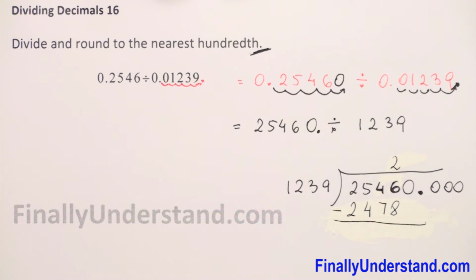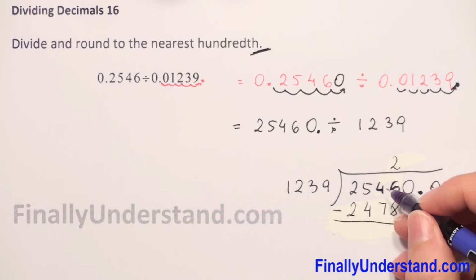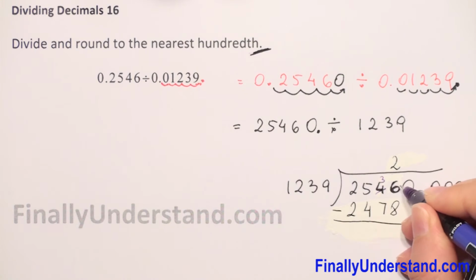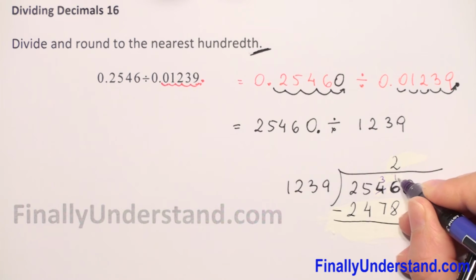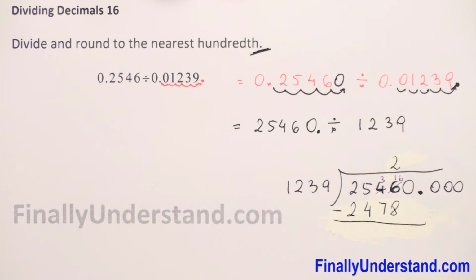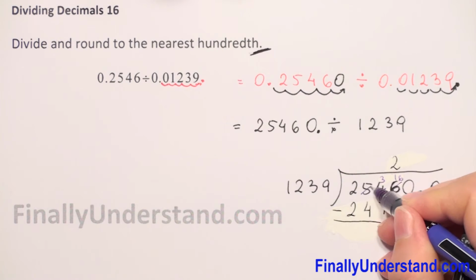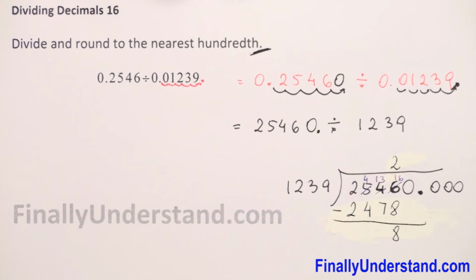6 minus 8 we cannot do, so we have to borrow 1 from 4, so it will be 3, and we have 16. 16 minus 8 is 8. 3 minus 7 we cannot do, so we have to borrow 1 from 5, so it will be 4, and we have 13. Minus 7 is 6. 4 minus 4 is 0. 2 minus 2 is 0. We don't have to write that. What next? We have to take down the next 0. The next digit in this example is 0.